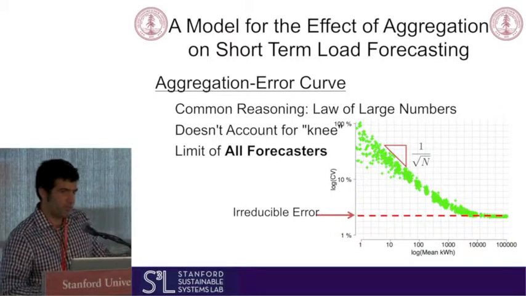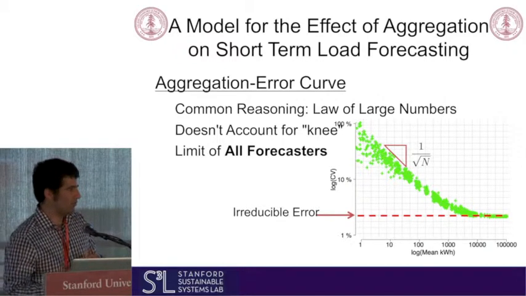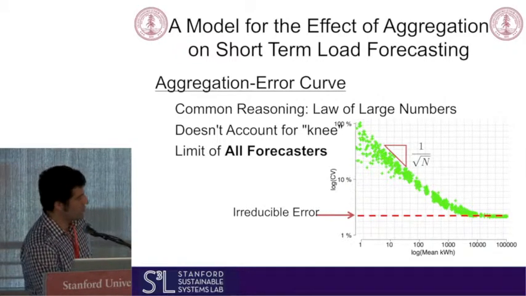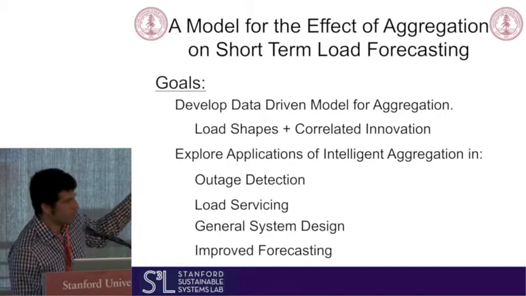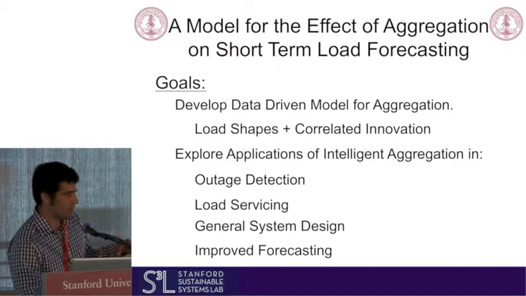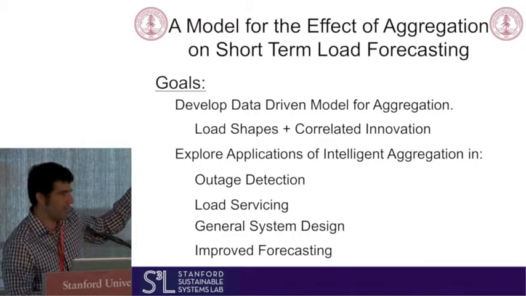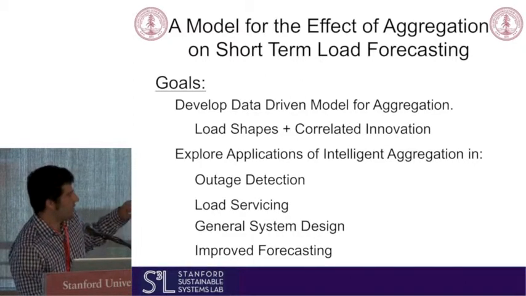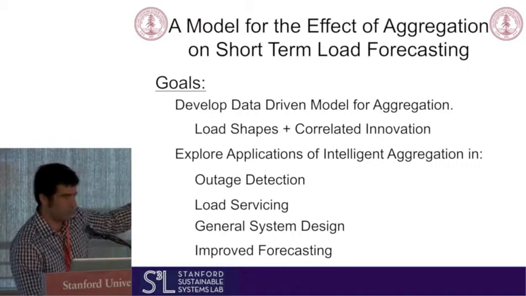However, empirically, in my research, trying tons of different forecasters using all the PG&E data, you realize that you have this irreducibility here. So my research is developing a proper mathematical model that fits the data correctly, at the individual level and at the aggregate level, trying to explain this aggregation error curve, and trying to find applications in the smart grid. One of them was what Sid just presented, and there are many others.